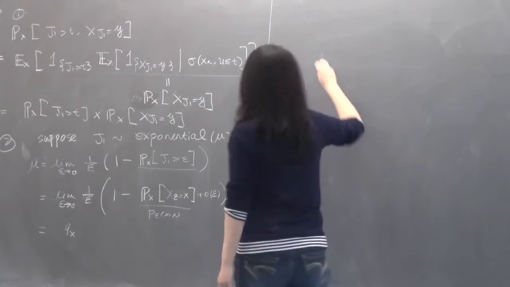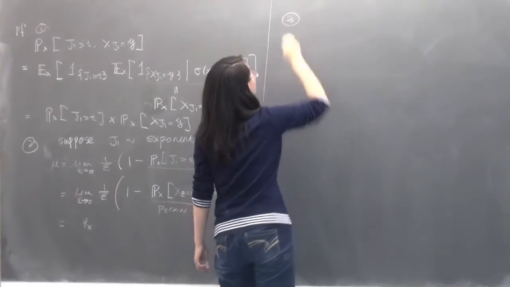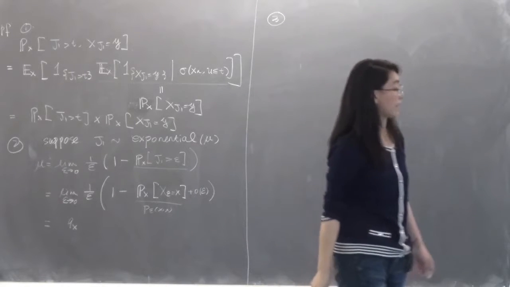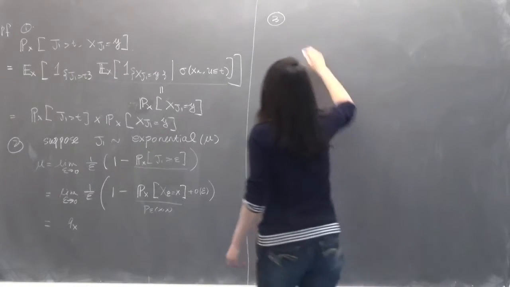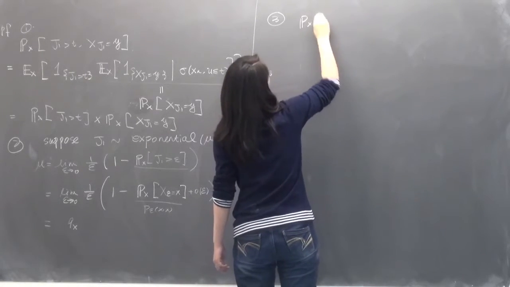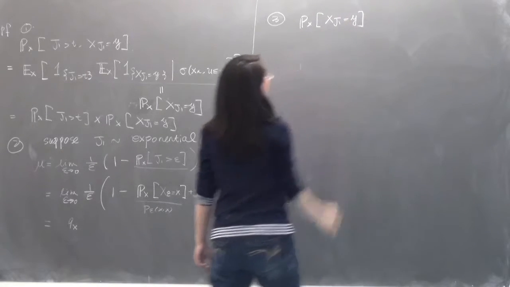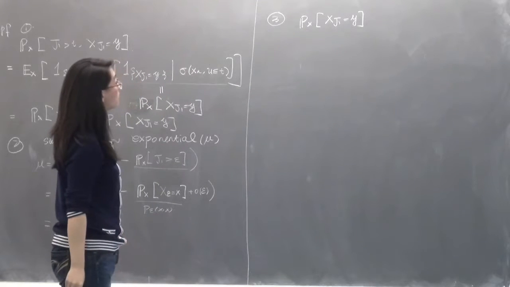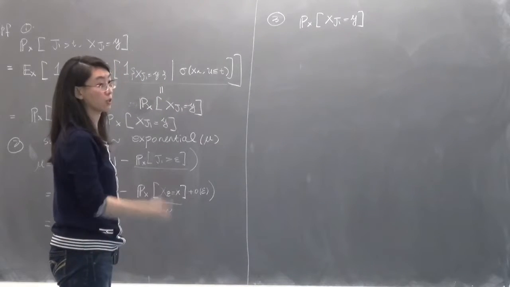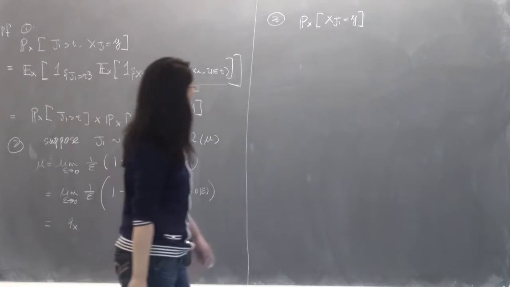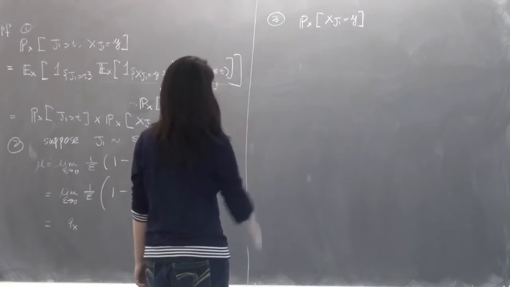And third, we want to derive the law of X_{J1}. So we want to calculate the probability that the Markov chain, at the first jump, is jumping to y. So how do we calculate this probability?